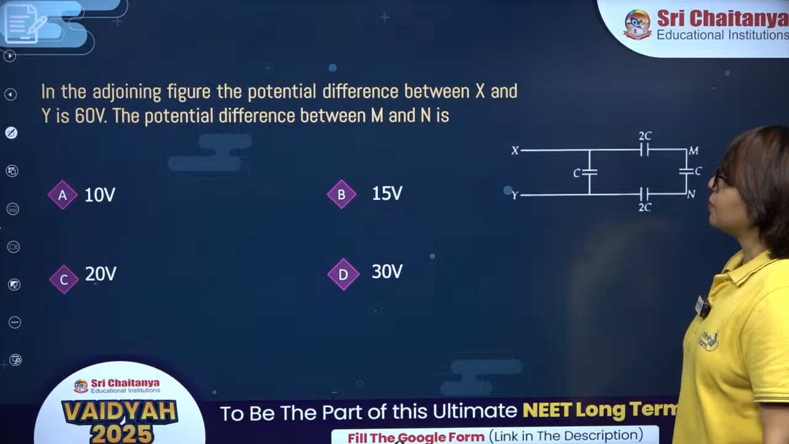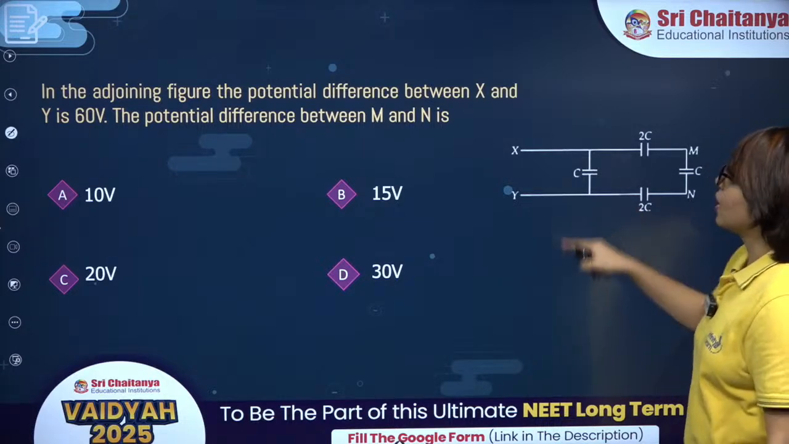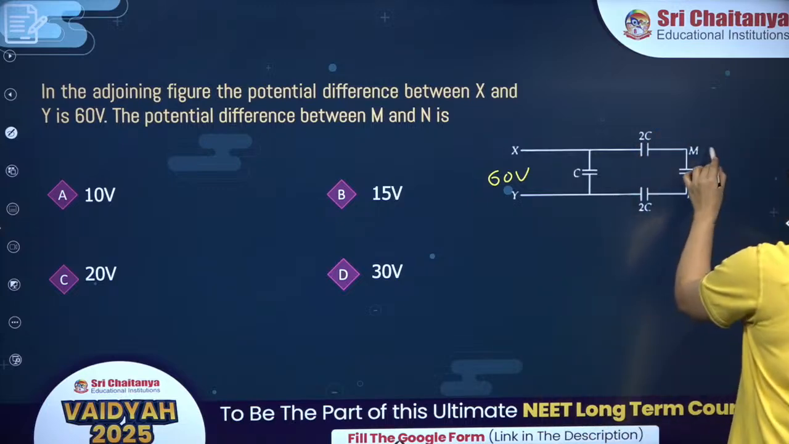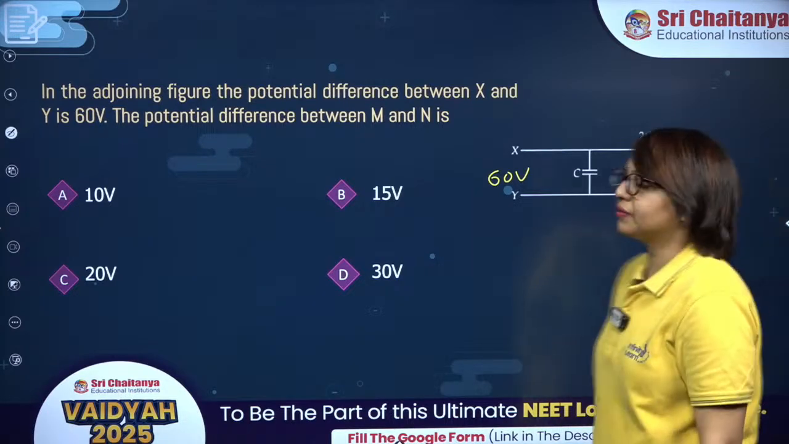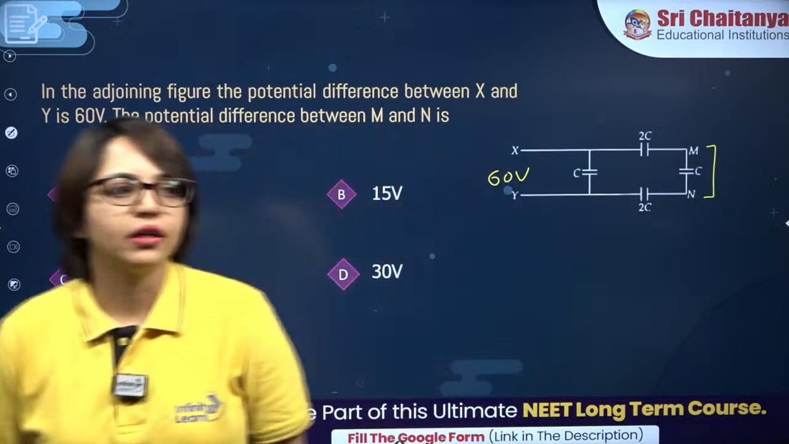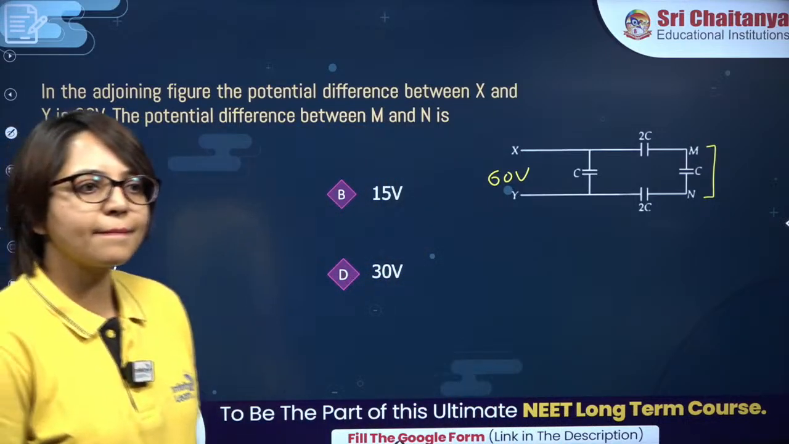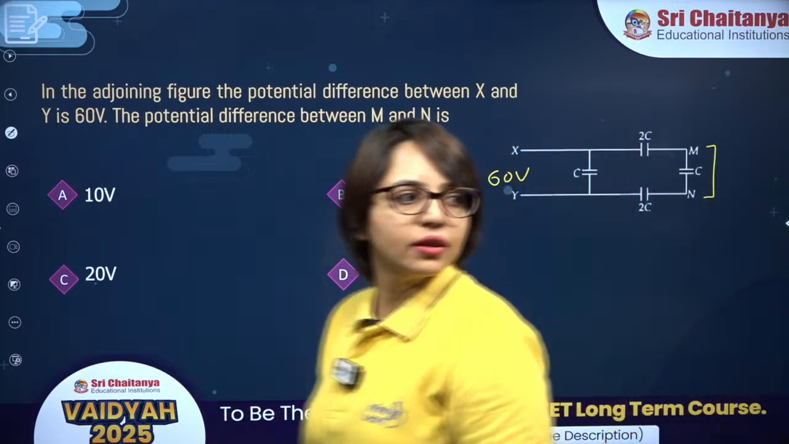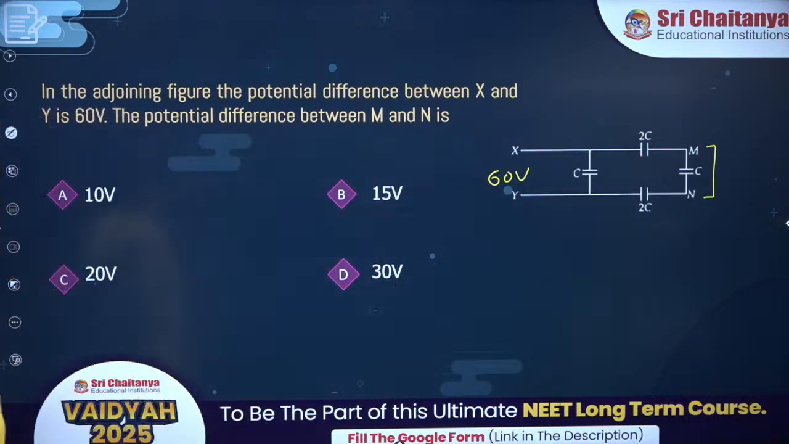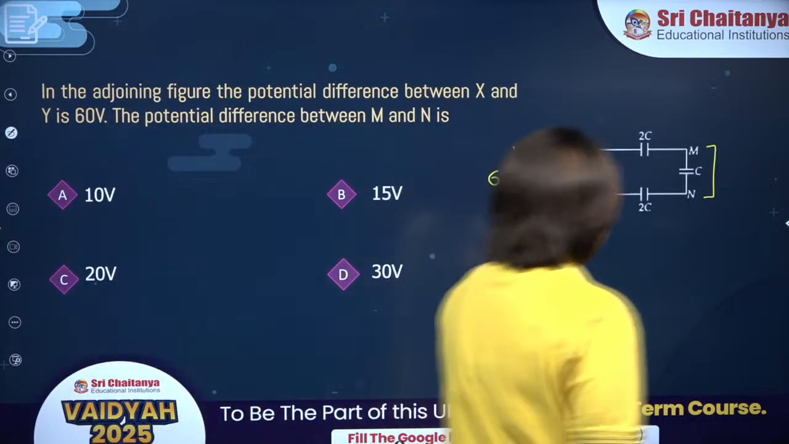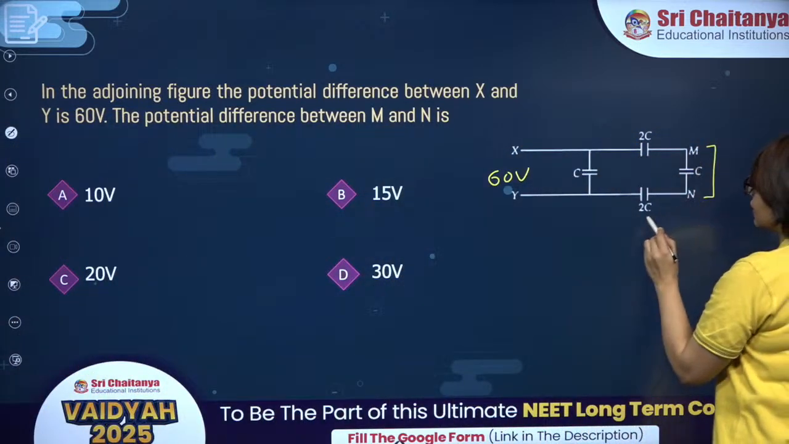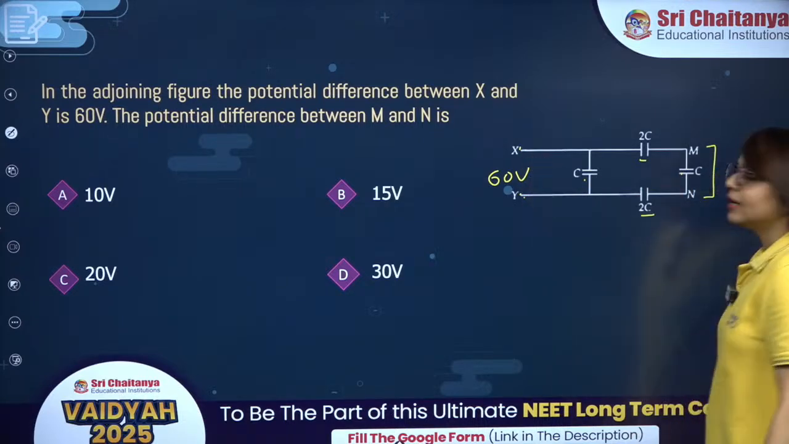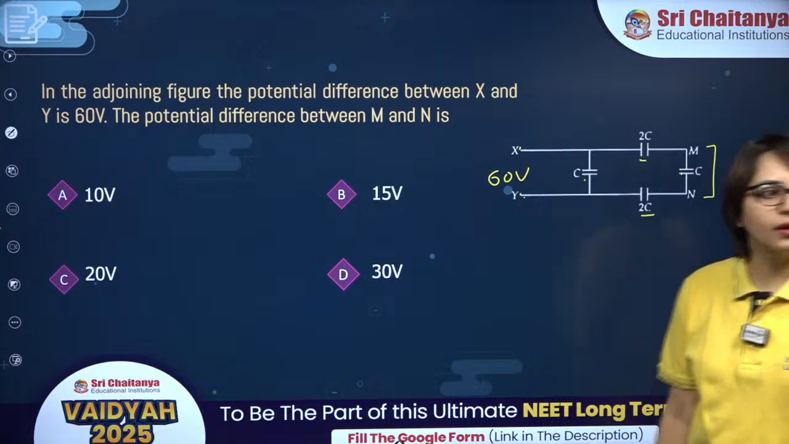In the adjoining figure, the potential difference between X and Y is 60 volt. We have to find the potential difference between M and N over here. Try this one everyone, try this question. What is the potential difference between M and N? These are 2C, C and 2C, and the potential difference between X and Y is given as 60 volt.